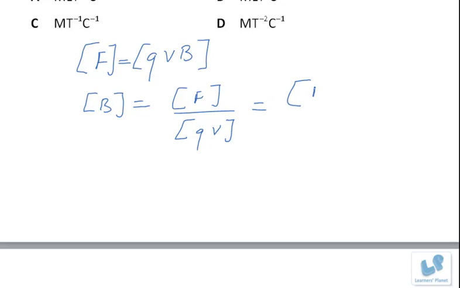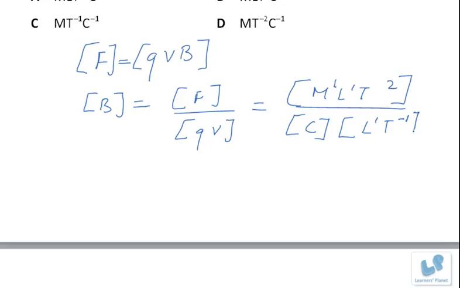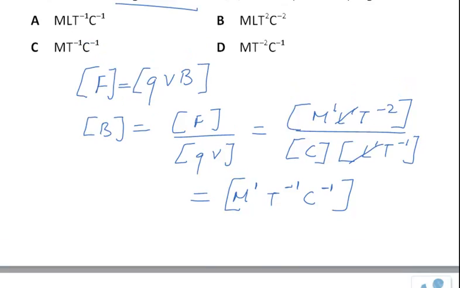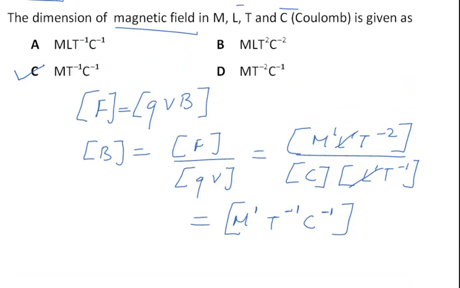So the dimension of B will be equal to the dimension of force divided by the dimension of Q into V. Dimension of force is M1 L1 T minus 2. Dimension of Q is Coulomb and dimension of V is L1 T minus 1. So if we solve this, this will cancel out and we will have M1 T minus 1 C minus 1. This will be the dimension. Option C is correct.